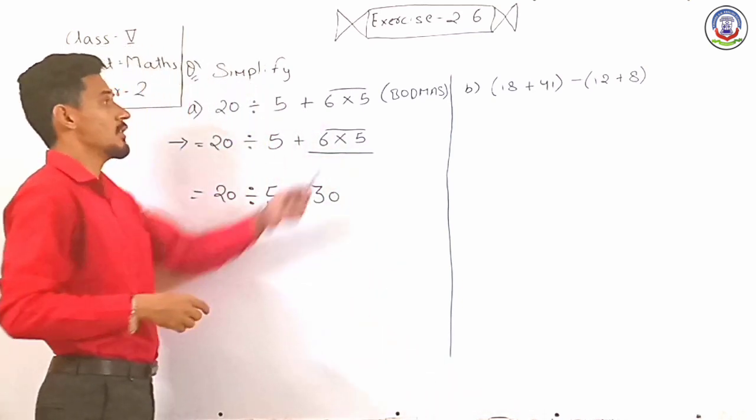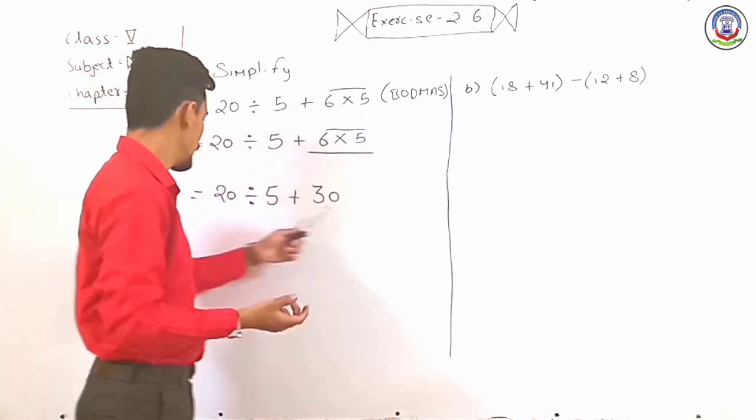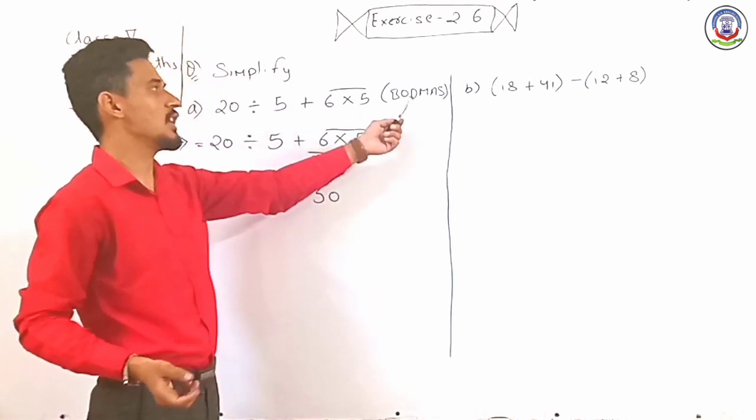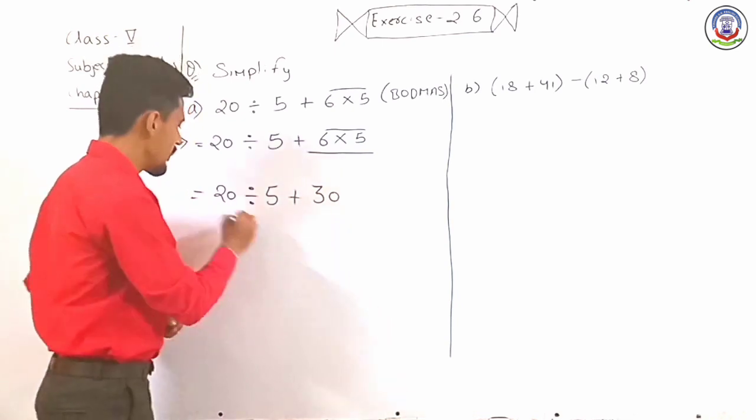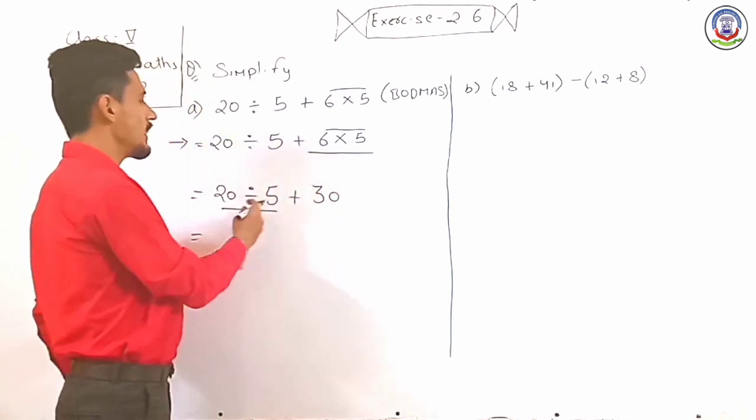Next, the brackets are done. Next we have of. Here there is no of. Next we have D for divide. So now we have to solve 20 divide 5.